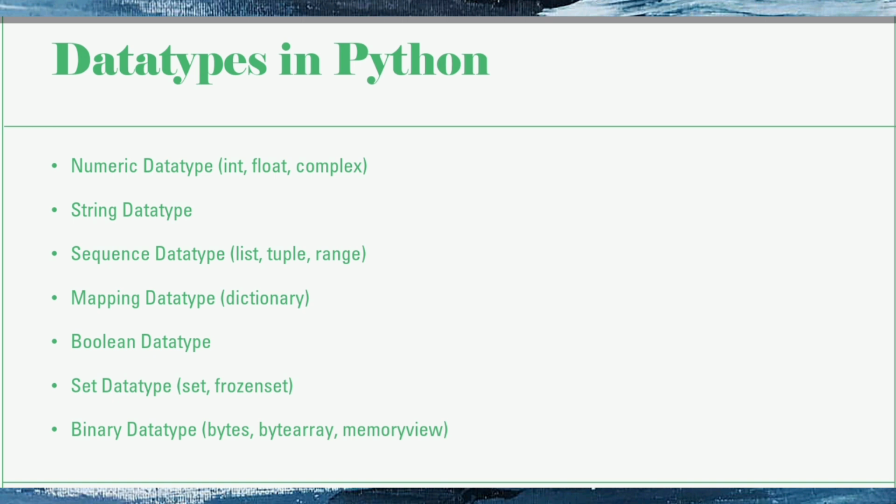First, numeric data type, which includes int, float, and complex. Then, string data type. Then, sequence data type, which includes list, tuple, and range. Then, we have mapping data type, which includes dictionary. Then, Boolean data type. Then, set data type, which includes set and frozen set. And lastly, binary data type, which includes bytes, byte array, and memory view.